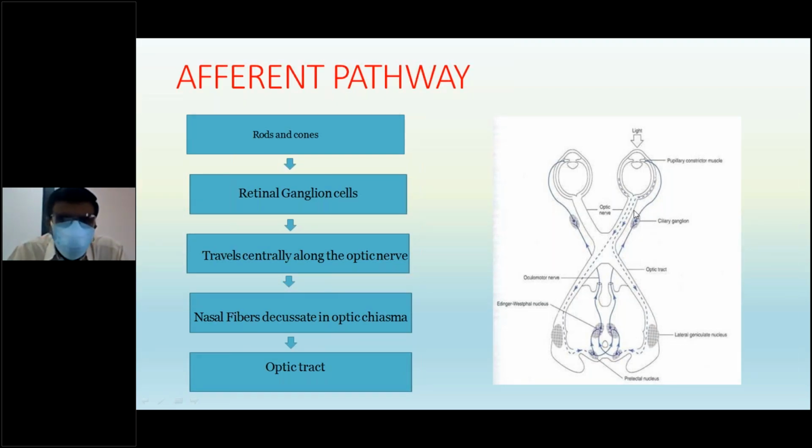So this is the anatomy. This is the pathway of afferent pupillary defect. Layer of rods and cones, retinal ganglion cells, to the axons of the optic nerve. The nasal fibers decussate at the optic chiasma and reach the optic tract of the opposite side, whereas the temporal fibers travel along the same side, form the optic tract, reach the lateral geniculate body and reach the pretectal nucleus.